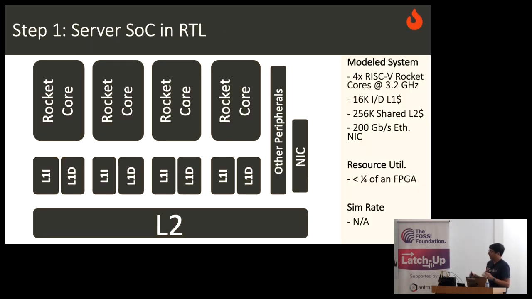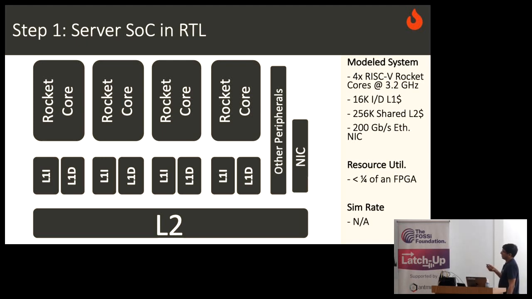So let's start with one node in this data center system. It's going to look like this. It's a quad-core RISC-V Rocket-based system. Of course, you can drop in BOOM or whatever else you want. This is what we had reliably working at the time 5 years ago. But it's this quad-core RISC-V Rocket-based system.